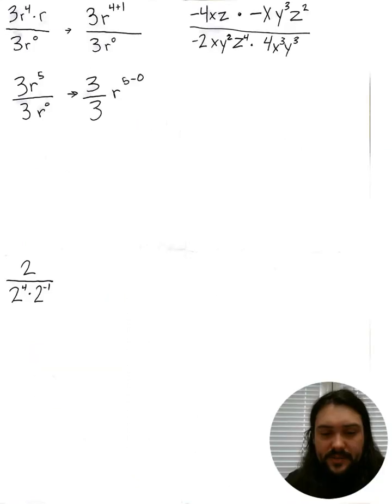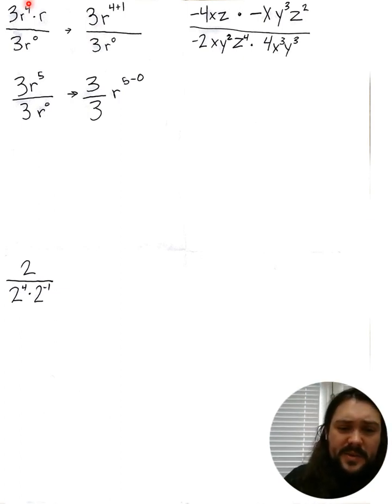Okay, just a few more. I have 3r to the 4 times r. Sorry, this one's a little bit skipped ahead. Missed a slide there. 3r to the 4 times r divided by 3r to the 0. So I want to simplify again this numerator first. So my coefficient is 3 and 1, so just 3. R to the 4 plus 1, so we have 4 r's there, 1 r here, so 4 plus 1. So 3r to the 4 plus 1. I'm leaving the denominator alone.